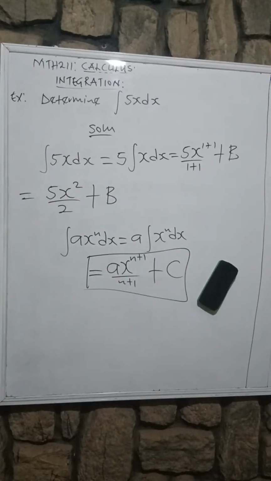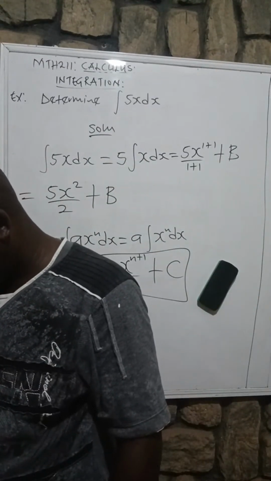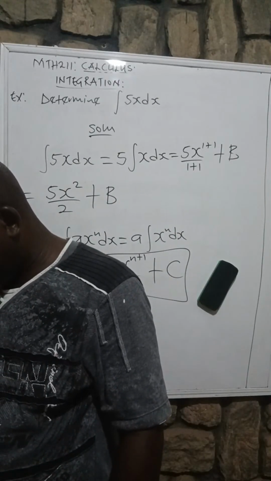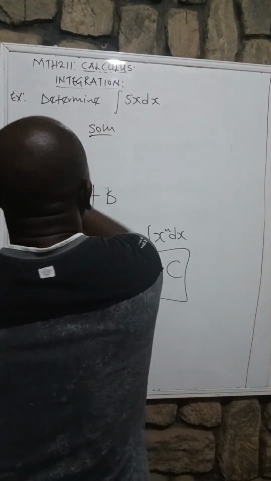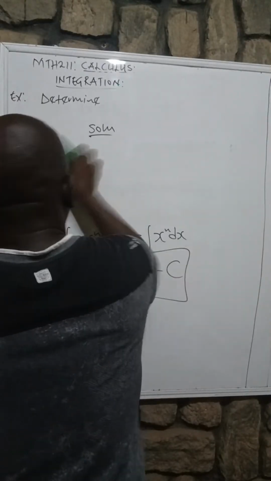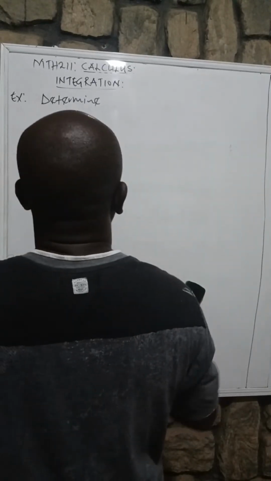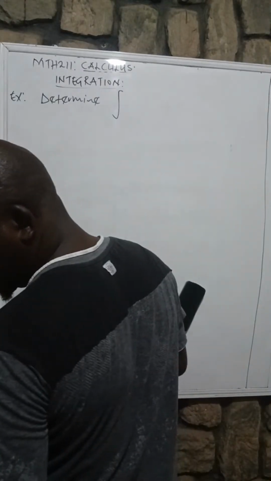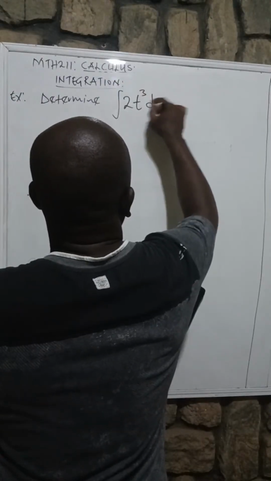So let's go ahead to consider more examples here. Let's integrate this. Determine the integral of 2t raised to the power of 3 dt.